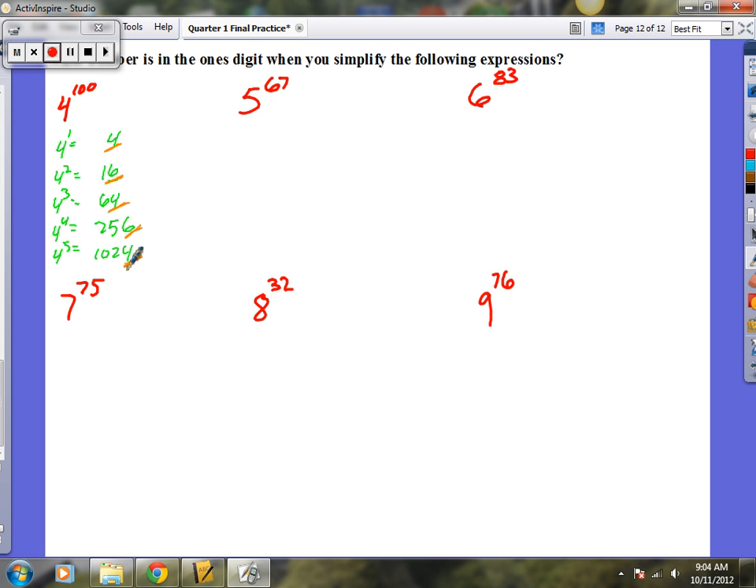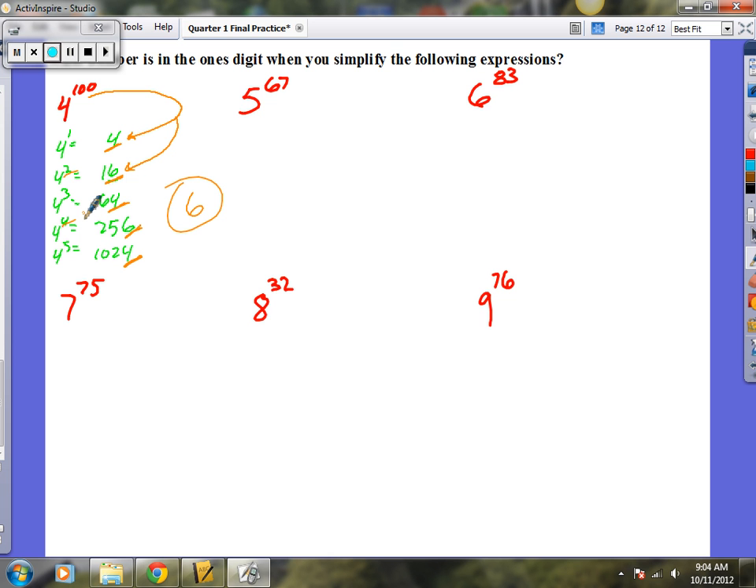So your ones digit, no matter how many times you multiply, is going to be one of two things, a 4 or a 6. So if I multiply 100 times, the question is, does it end up on 4 or does it end up on 6? And the answer is, it ends up on 6, because every even power ends up on 6 and every odd power ends up on 4. 100 is even, so you're in good shape.